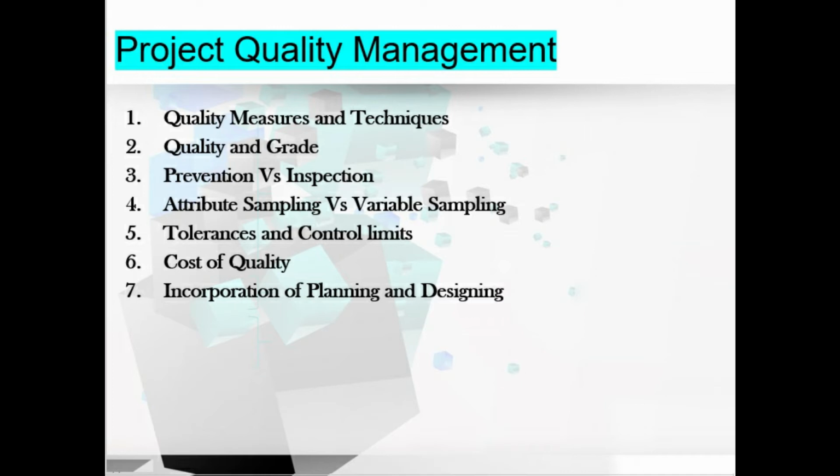So this is for the quality measures and techniques. Moving to quality and grade. What is quality and grade? These are both different concepts. Quality is the degree to which a set of inherent characteristics fulfill the requirements. Grade is the category assigned to deliverables having the same functional use but different technical characteristics.